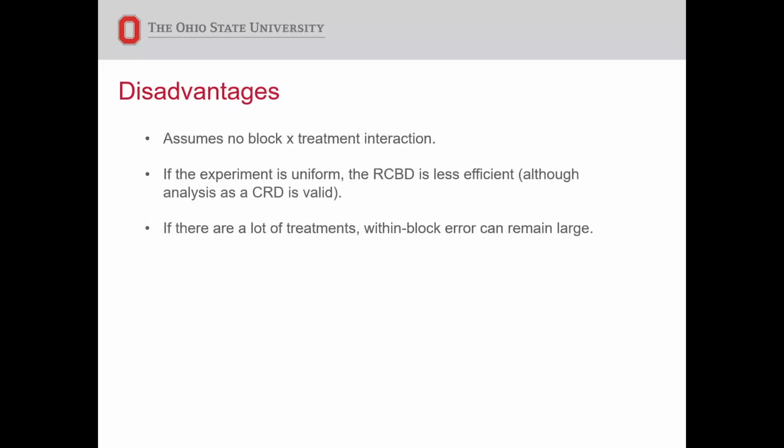We do have disadvantages. Primarily, if the experiment is uniform, if we do have very uniform experimental material, the randomized complete block design will be less efficient because we will have fewer degrees of freedom, and because our mean square in the ANOVA table is calculated as the sum of squares divided by the degrees of freedom. Because we reduce the error degrees of freedom, the resulting mean square error will be a little bit bigger because of the loss of those degrees of freedom.